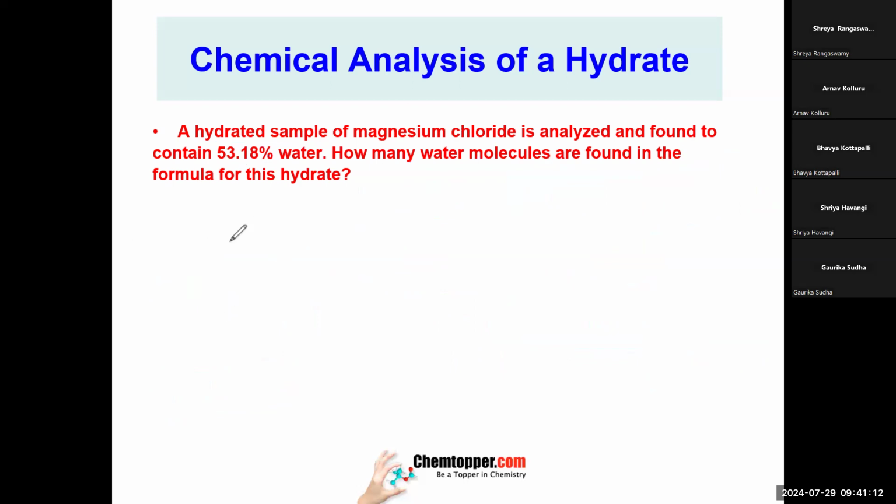What was the first point? When you are reading the question, they have given the percent of water and they are asking the magnesium chloride hydrate. What is the starting point? The starting point is the formula of hydrate. What was it, Arnav? We assumed it as MgCl2 XH2O. Hydrate, hydrate.